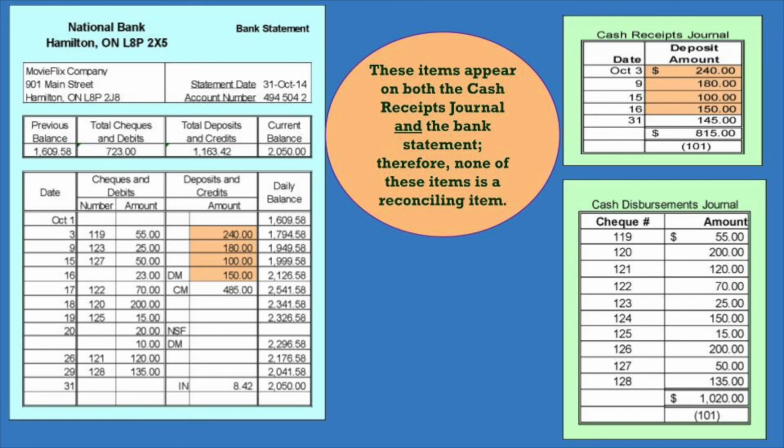What I've done here is blocked off in orange the items that appear in both the cash receipts journal and the bank statement, so you can see the orange coded are the ones that occur in both. Things that are not highlighted are unique. So we need to think about the unique ones and see if we can rationalize them.